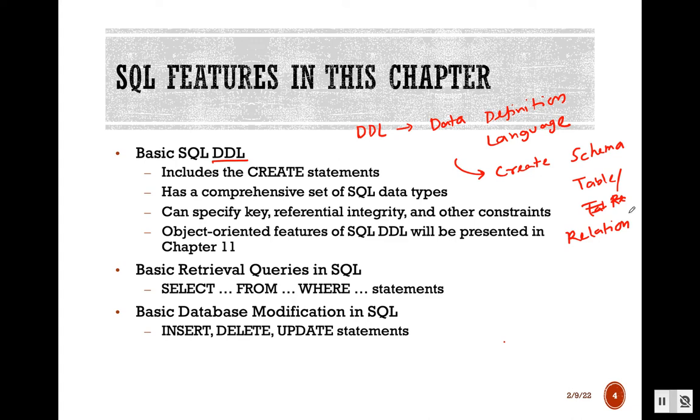When we create a schema or a table, creation of a relation also includes specifying the data type of each attribute. We also have to specify the key constraint, referential integrity constraint, and other constraints. So basic SQL DDL includes the create statement. It has a comprehensive set of SQL data types, because when we create a relation, each relation has a set of attributes, and for each attribute we need a data type. It can specify key constraints, referential integrity constraints, and other constraints.